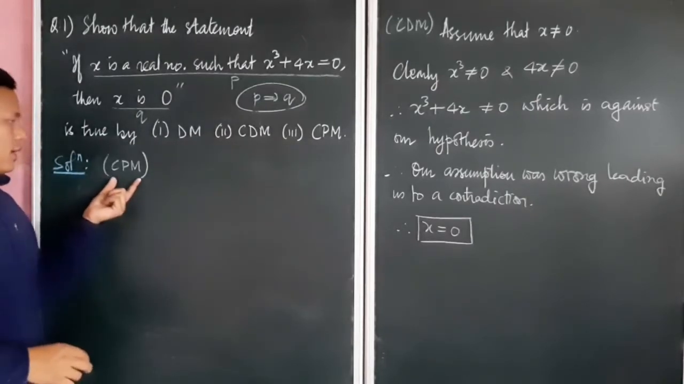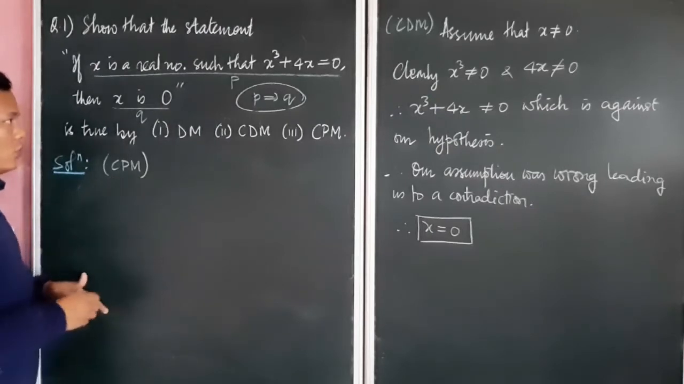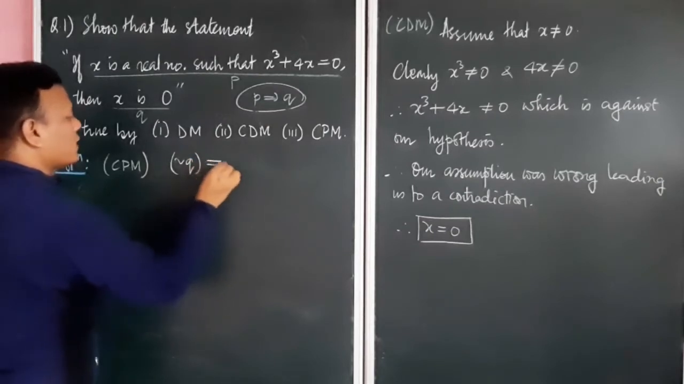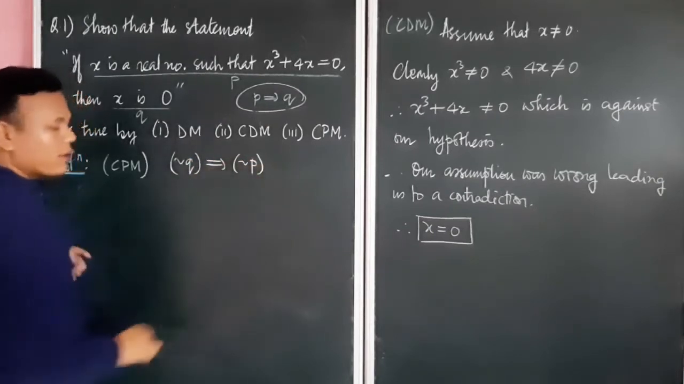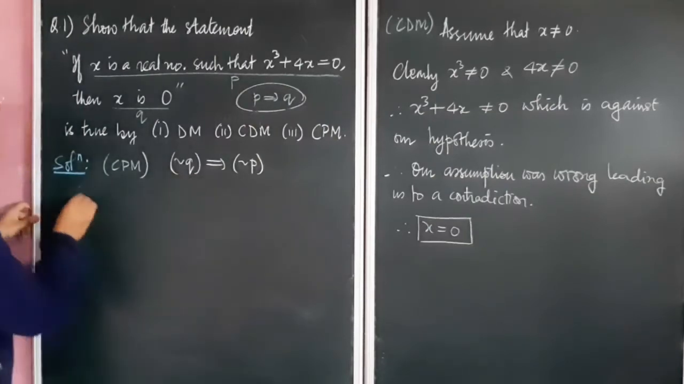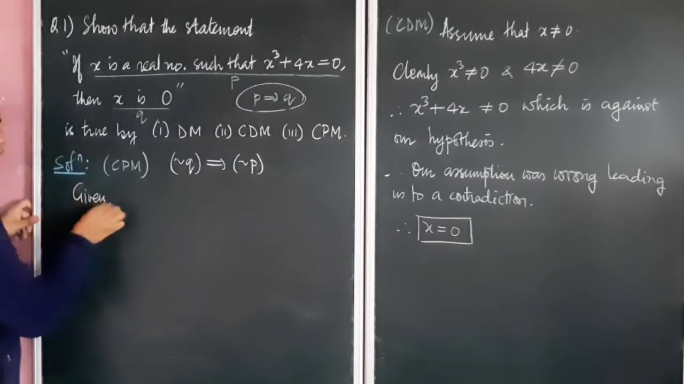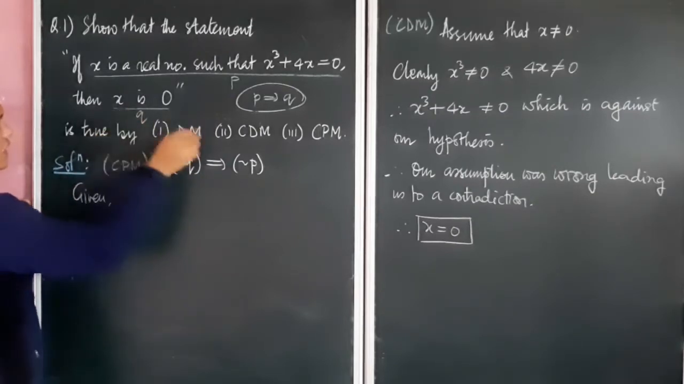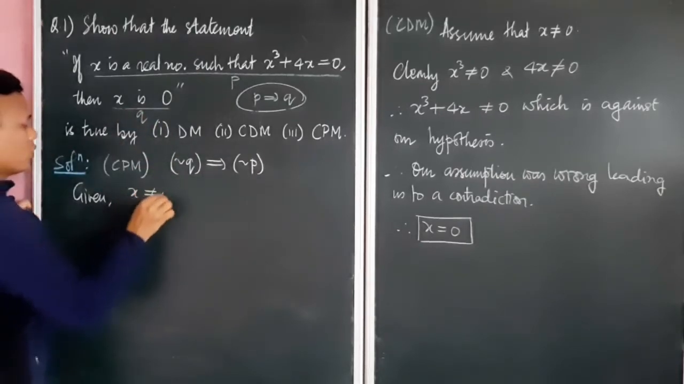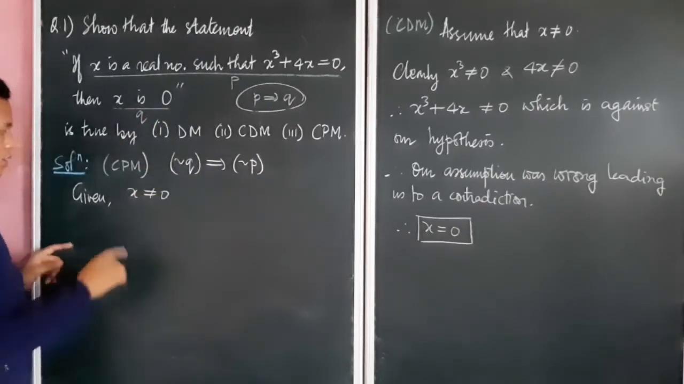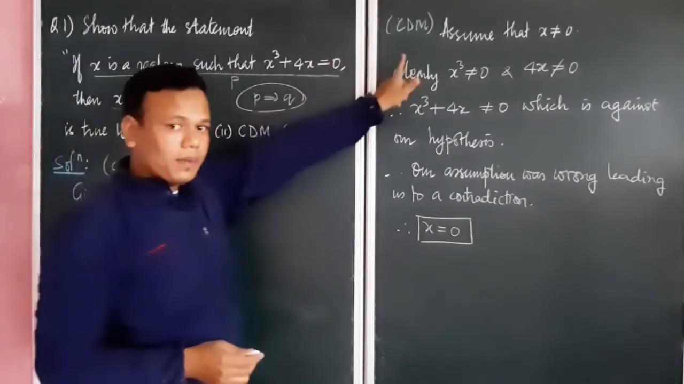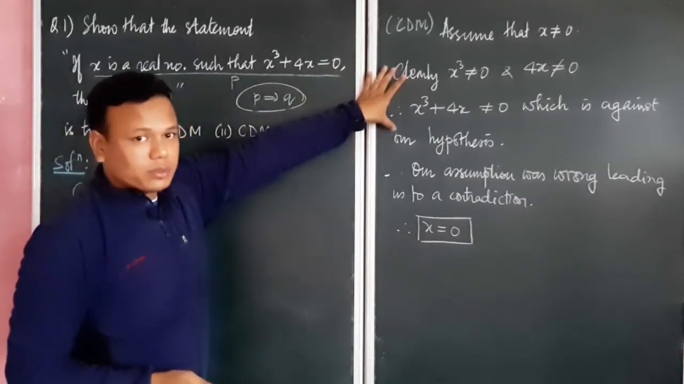Okay, so let's see our contrapositive method. As you know, the contrapositive of this is what? This is negation of Q implies negation of P, right? So basically this is given to us in this case. Given is negation Q. What is Q? Q is x equals 0. Now what is negation Q? Negation Q means x is not equal to 0. Simple. Now as I said, the contrapositive method is going to be similar to the contradiction method, so most of the steps will be the same.